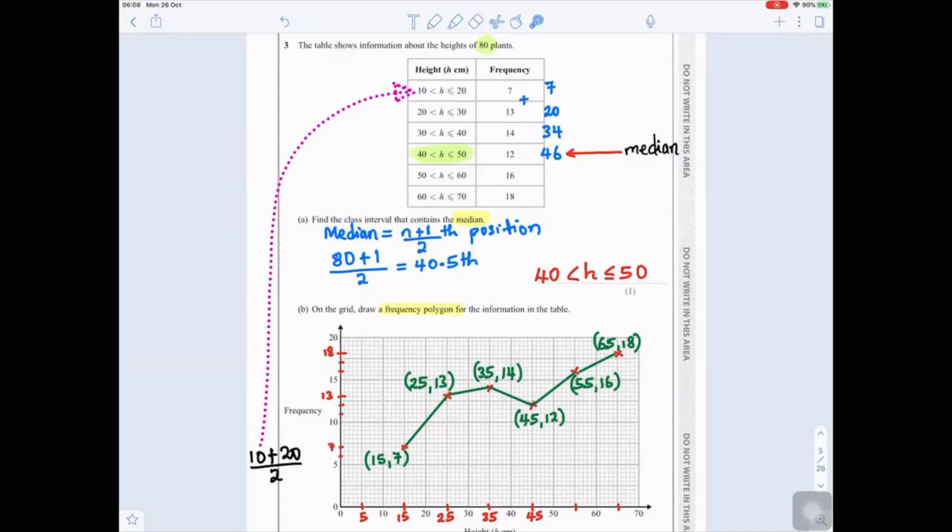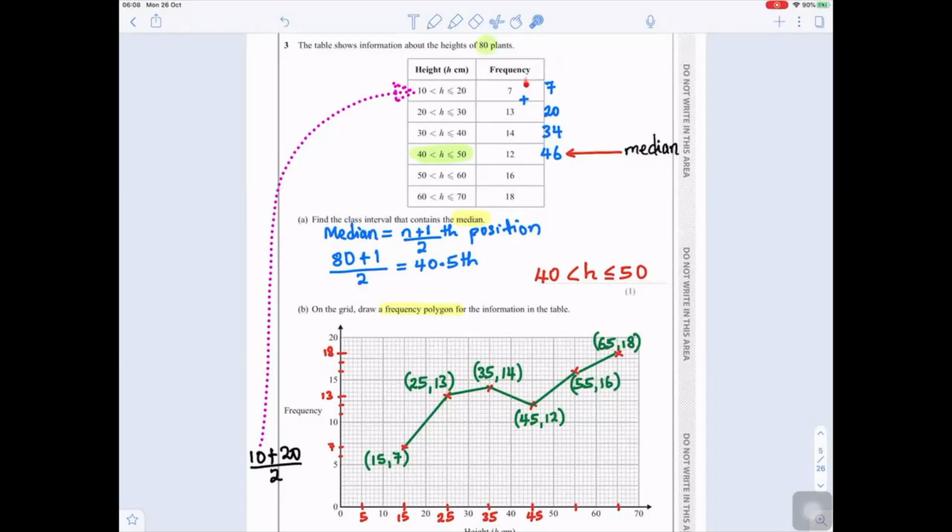The median, using this formula, is in the (n plus 1) over 2th position. There are 80 plants, so n is 80. 80 plus 1 divided by 2 gives you 40.5. So it's in the 40.5th position. How do we know which height is in the 40.5th position?